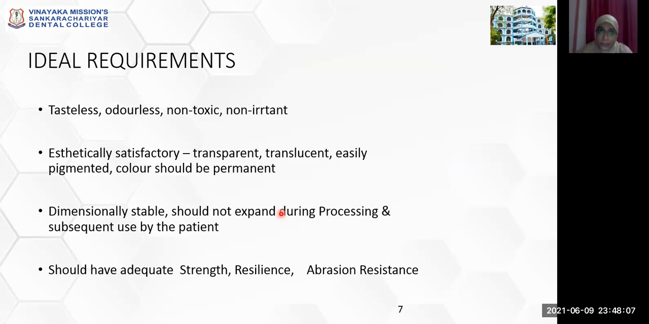It has to be tasteless. You can't put it inside the mouth and have the patient say it has some odor or taste, so he cannot complain. It has to be tasteless, odorless, non-toxic, non-irritant, and aesthetically satisfactory. You can't give some material which is black in color or dark reddish in color. Aesthetically it should be satisfying for the patient.